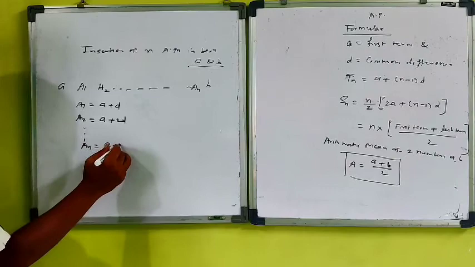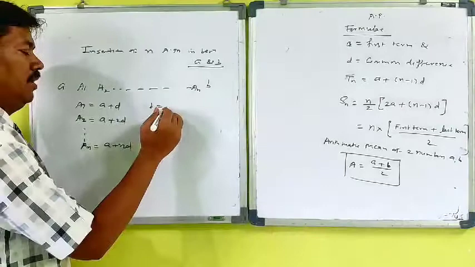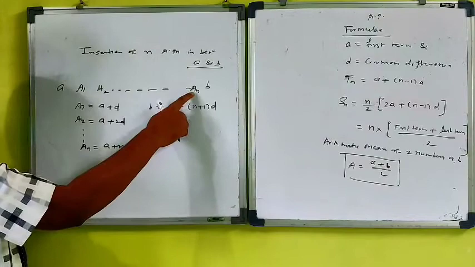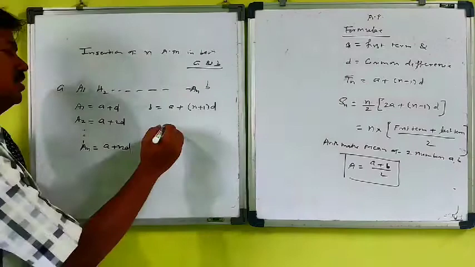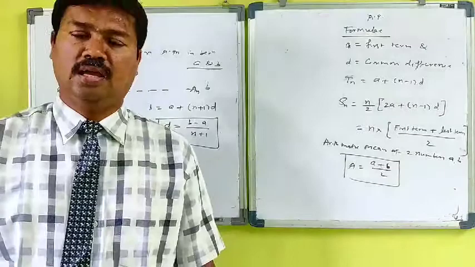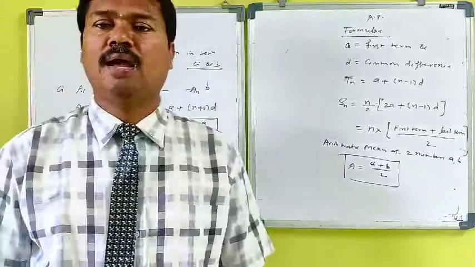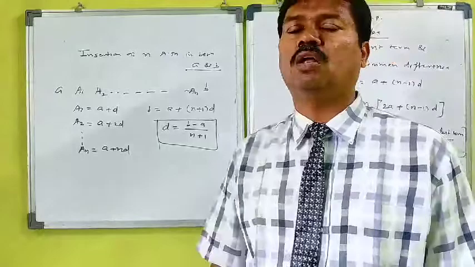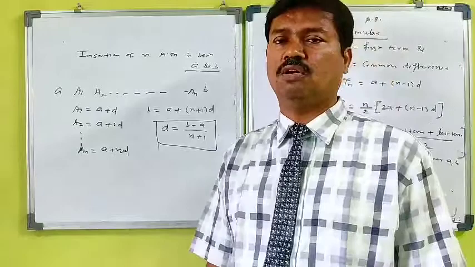So what is b here? b will be a plus (n plus 1)d, because the nth term is a plus nd, so the next term will be a plus (n plus 1)d. Therefore d is (b minus a) upon (n plus 1). So if you insert n arithmetic means, the common difference is always given by last term minus first term divided by n plus 1. This is the common difference formula if you want to insert n arithmetic means between two numbers a and b. Remember this, and based on this we can solve sums of arithmetic progression.